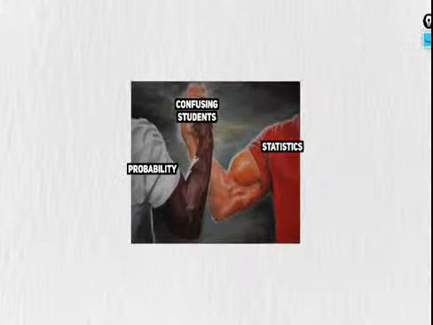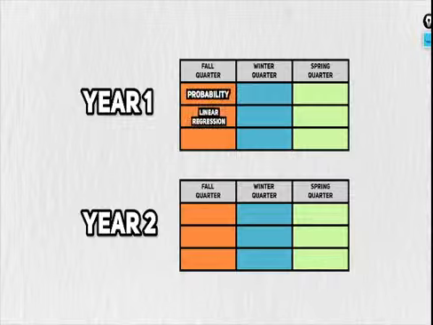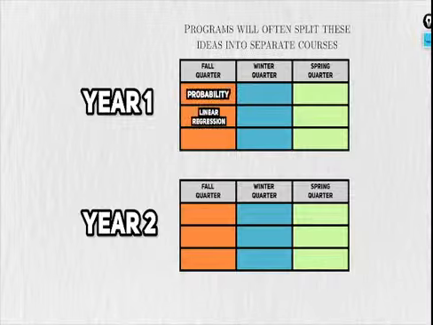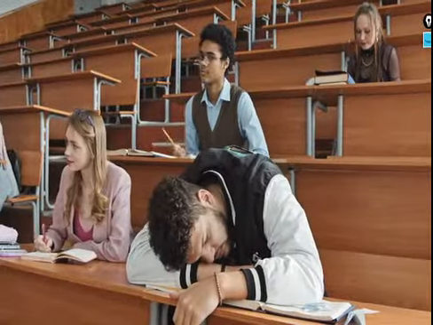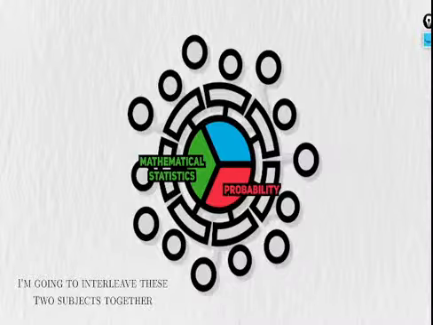Statistics and probability are often paired together, and for a good reason. Statistics builds on the ideas from probability, so it's impossible to separate the two. Despite this, graduate programs will often make probability a separate course from the rest of the statistical courses. This may make sense from a separation of topics perspective, but I've noticed that it tends to make it harder to see all the interconnections between probability and statistics. Since I'm going for the bigger picture, I'm going to interleave these 2 parts of the core together.